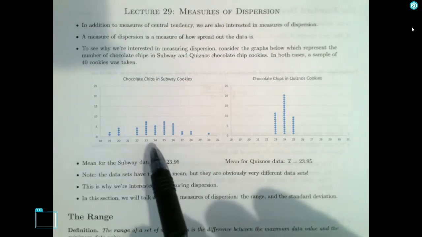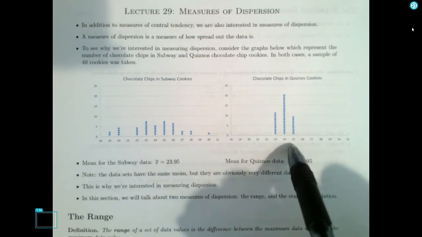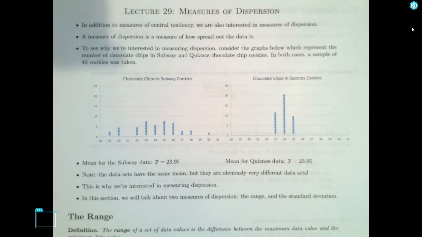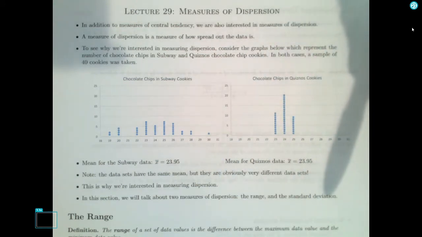But they're very obviously very different data sets, right? This one is much more spread out than this one. So the mean, or the measure of center that you use, doesn't tell the whole story, right? And so this is why we're interested in measuring dispersion. Okay.